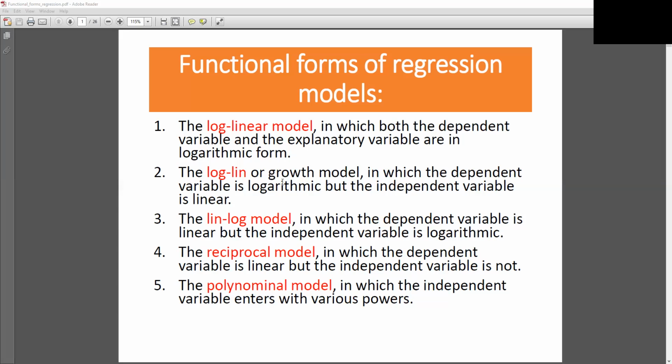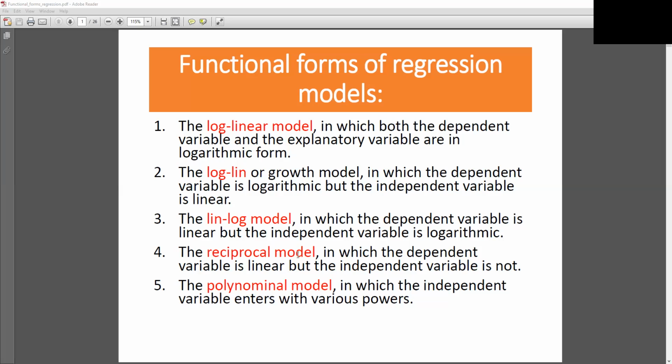We can use this model if you want to measure the growth of anything, like the compound growth rate of GDP, or the compound growth rate of area, production, productivity. We can use this log-LIN model. And then the LIN-LOG model, in which the dependent variable is linear, but the independent variable is in log form. So we are taking the log of the values of the independent variable because it is LIN-LOG, and we are keeping the values of the dependent variable as such.